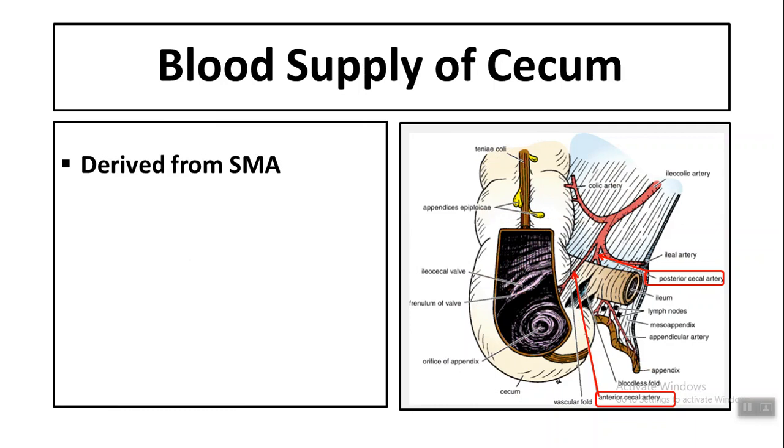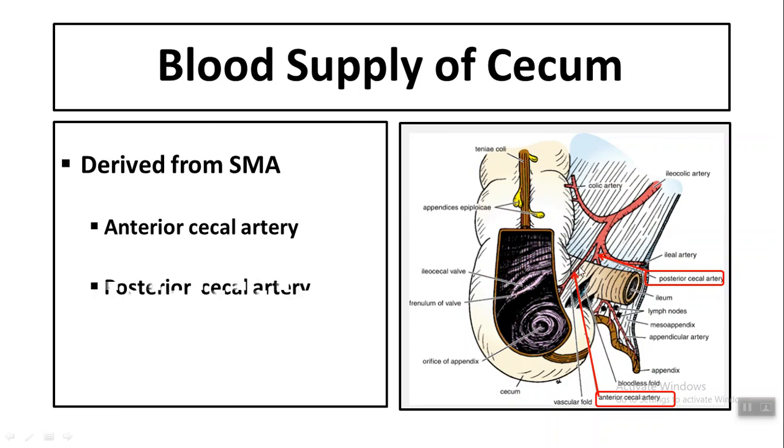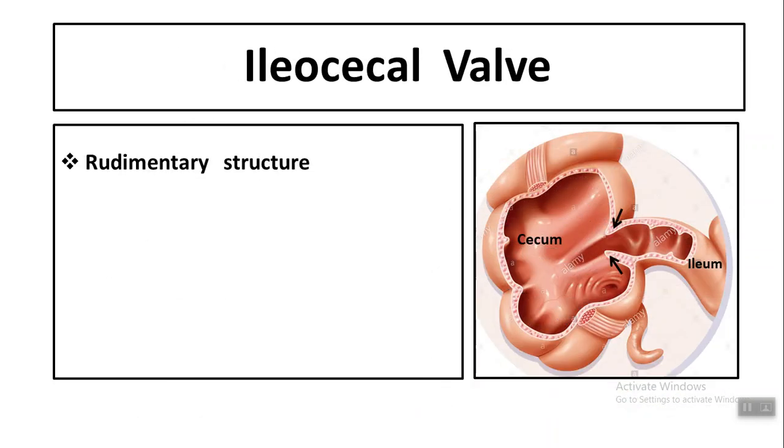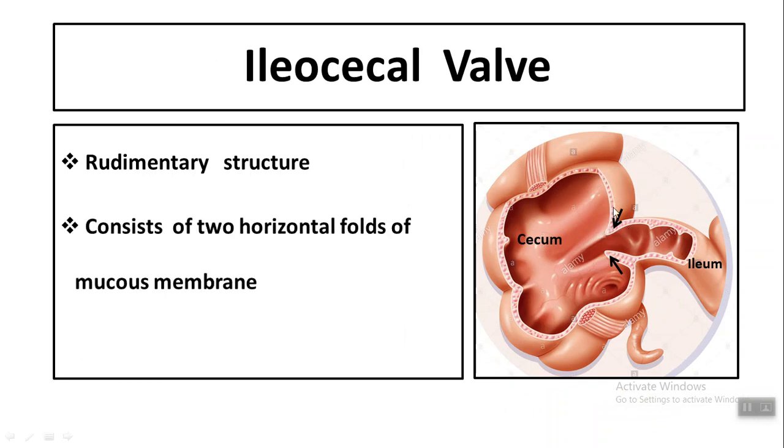What is the blood supply of the cecum? It is derived from the superior mesenteric artery, because it is part of the midgut, through the anterior cecal artery and the posterior cecal artery. Definitely the veins will drain back into the superior mesenteric vein. What is the ileocecal valve? The ileocecal valve is a rudimentary structure, two horizontal folds of mucous membrane.